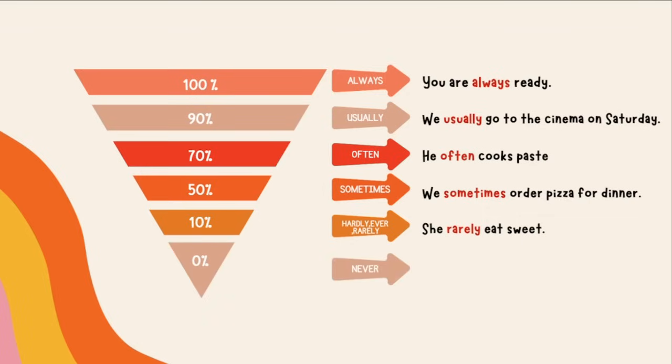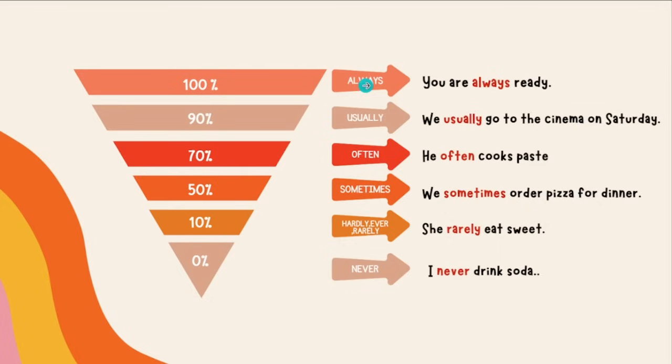Another one, when you say 0%, it's like the word never. It means that it didn't happen, or you're not doing it anymore. Like, I never drink soda. So that's how we use this adverb of frequency. How do we use this?